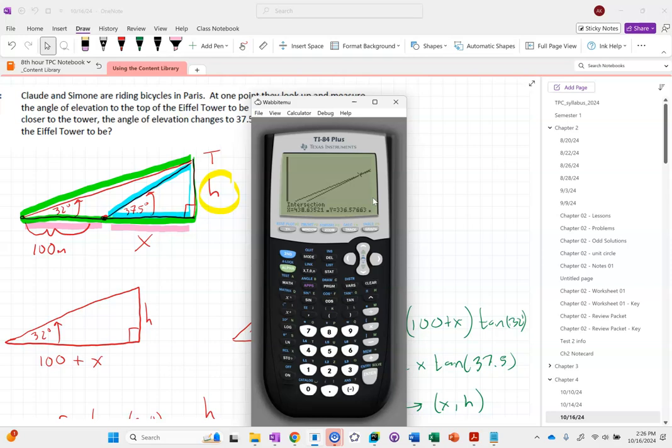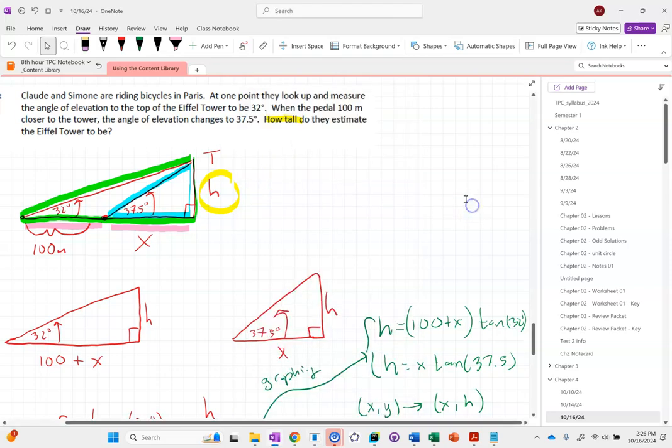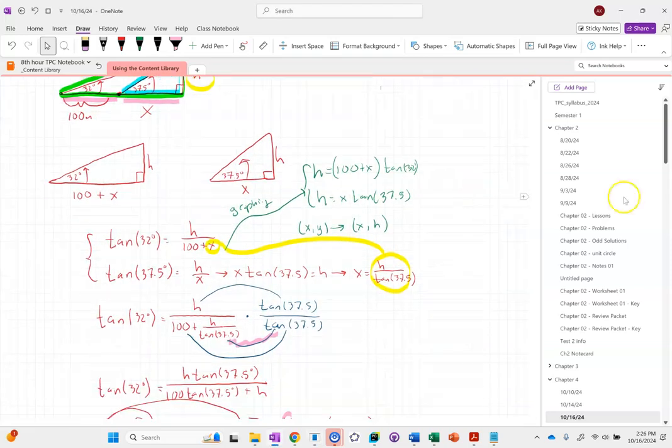let it go. So it says my intersection is at 438.6, 336.6. So remember, my points are x comma h's. So this x is 438.6, and this h is 336.6. So we're done, right?